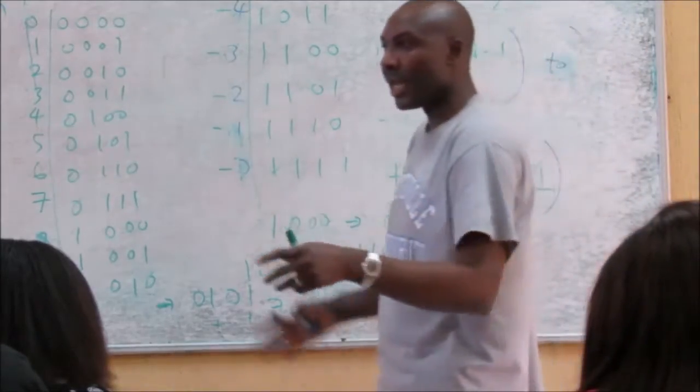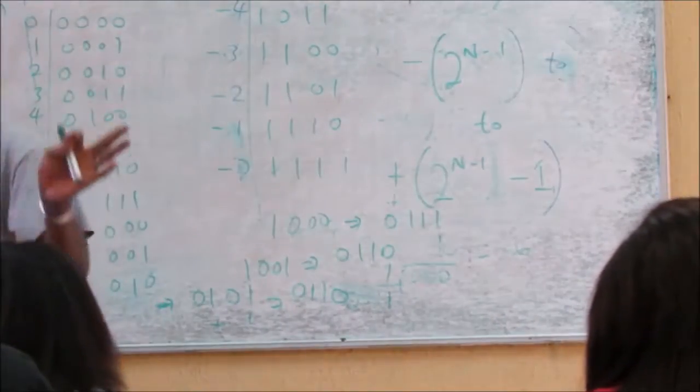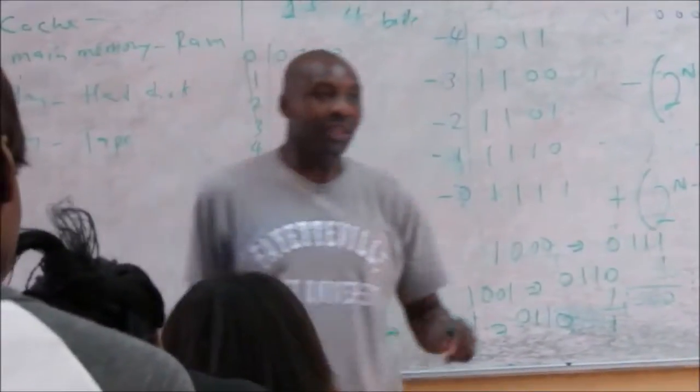Now, in two's complement, there are no two values of 0. 0 is 0.